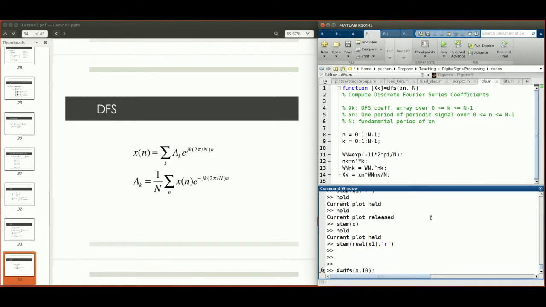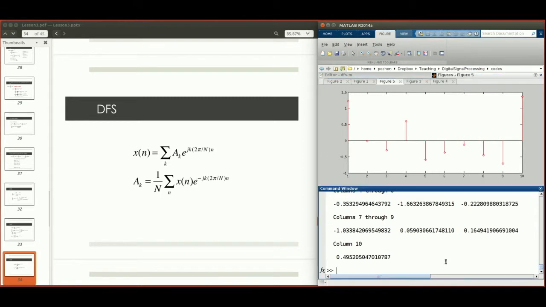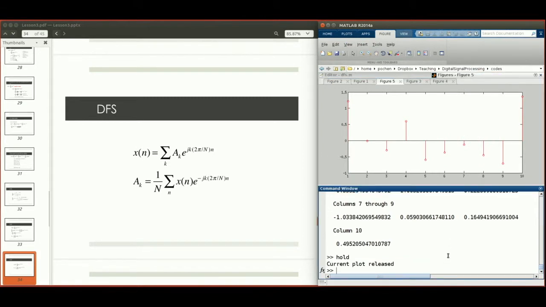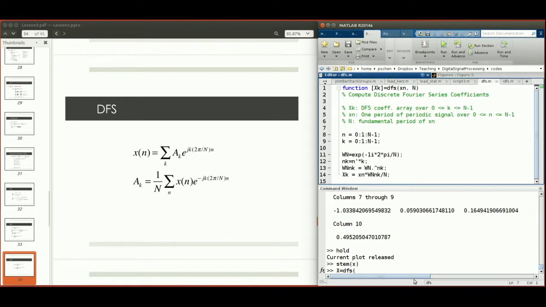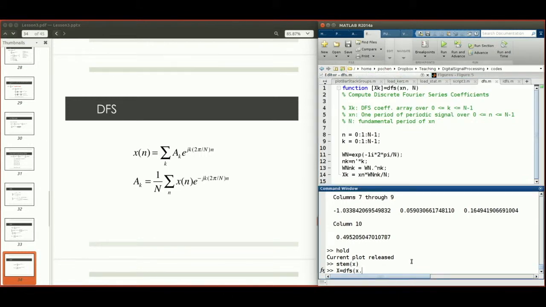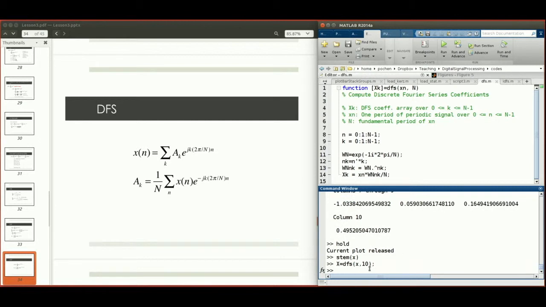So let me construct x. I'm just going to use a 1 row, 10 column array of random numbers. If we want to take a look at the sequence, we can do a stem x. That's our input sequence, 10 random numbers basically. And then let's compute the coefficients. Big X equals DFS. Let's just use our DFS function, with x as the input, and then 10, that's the total number of non-zero elements in small x. And that's going to be our coefficients.